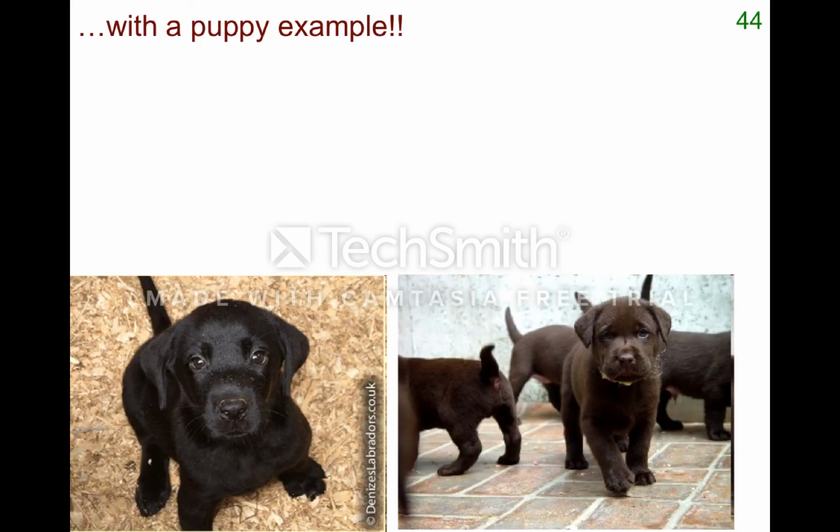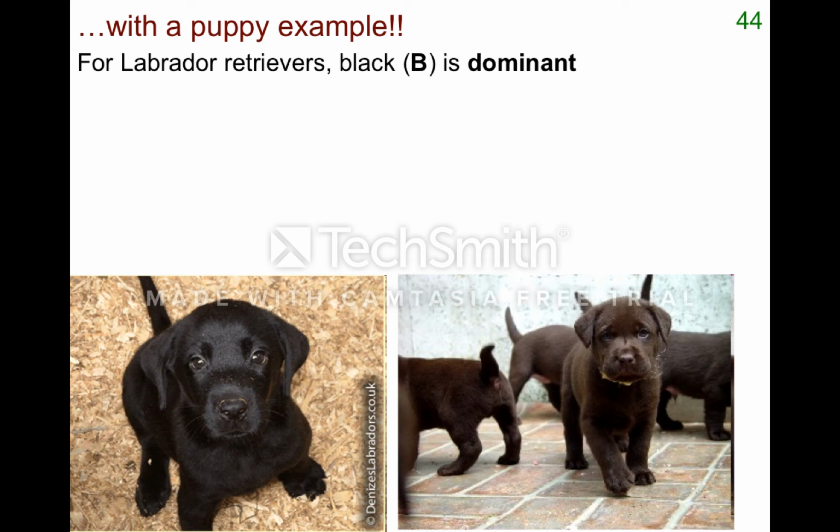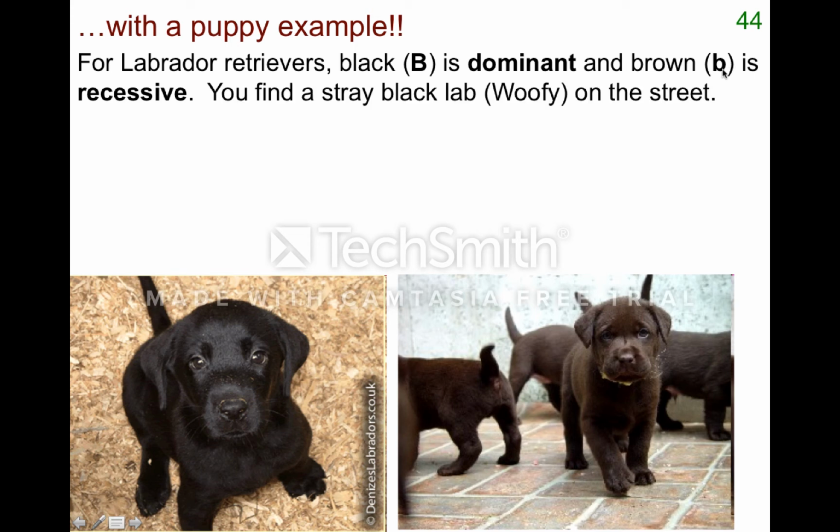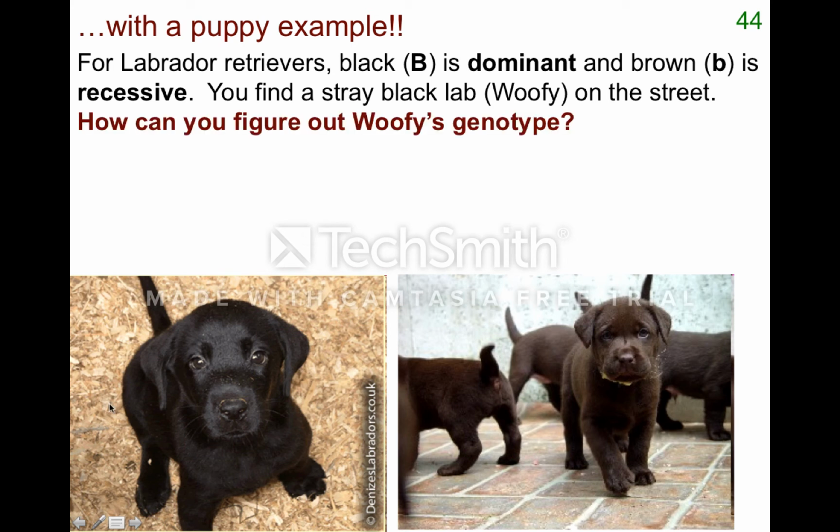All right, so let's go to another example using puppies, because they're cute and fun. For Labrador retrievers, the black color of fur is dominant over the brown color of fur. So we'll give the black phenotype a big B allele and the brown phenotype a small b allele. Let's say you find a stray black lab in the street where you know nothing about its parentage, and all you know is that it has black fur. How would you figure out Wolfie's genotype? Pause and think about that.